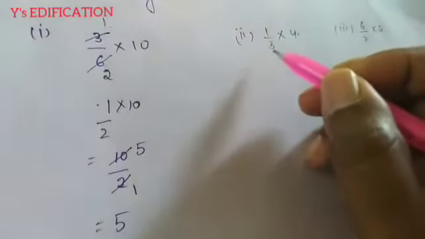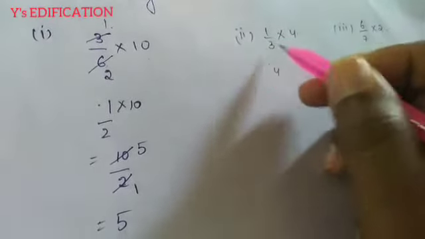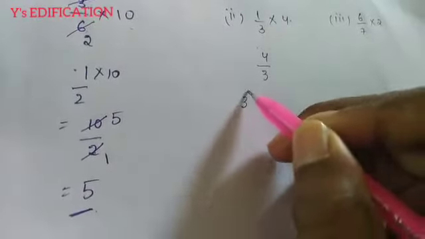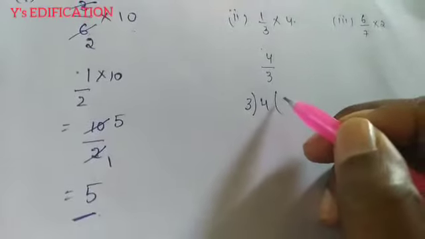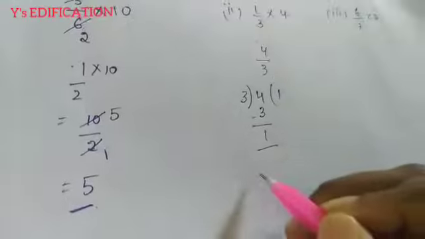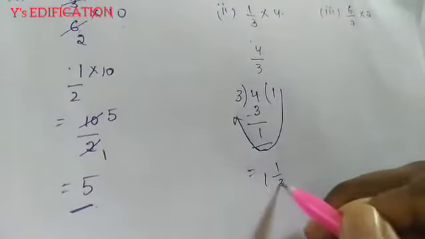Okay. Next, 1 by 3 into 4. So 1 into 4 is 4 by 3. We can write this fraction as a mixed fraction. How will we write it? We have to divide the numerator by the denominator. 3 into 4. Okay, 3 into 1 is 3. So 4 minus 3 is 1. So that means we can write the mixed fraction as 1 and 1 by 3.